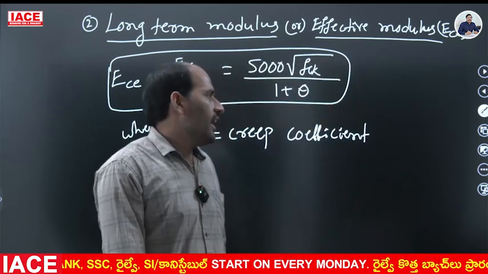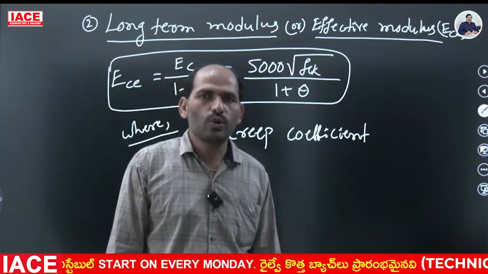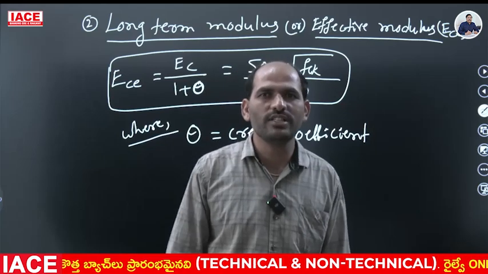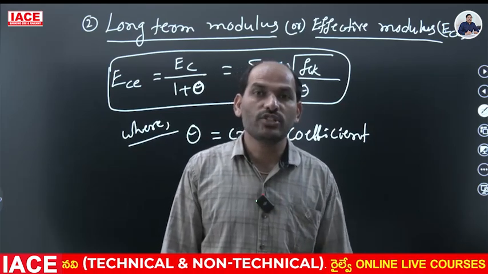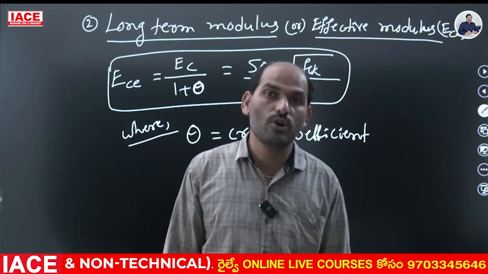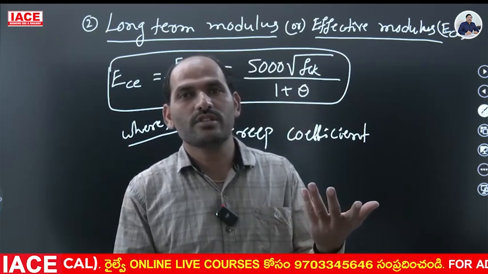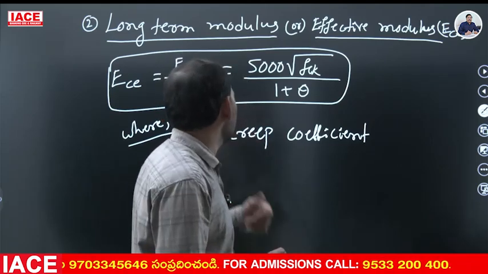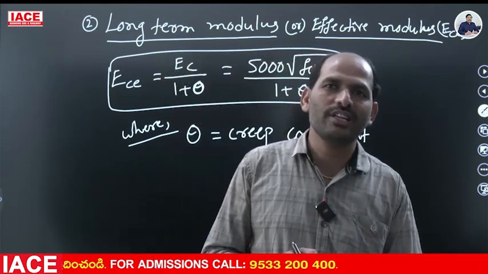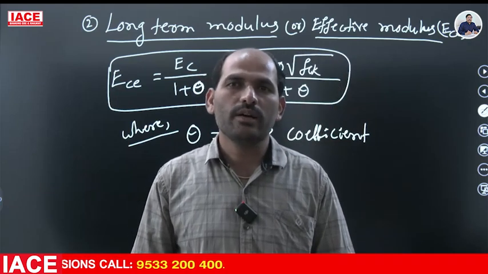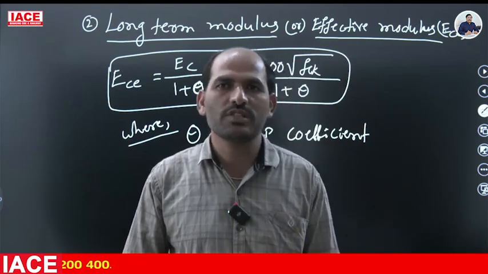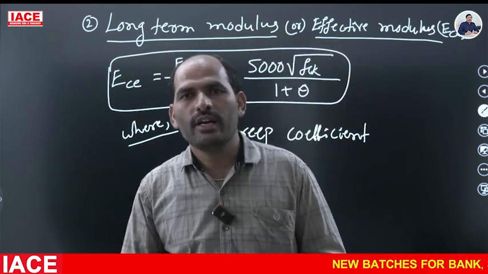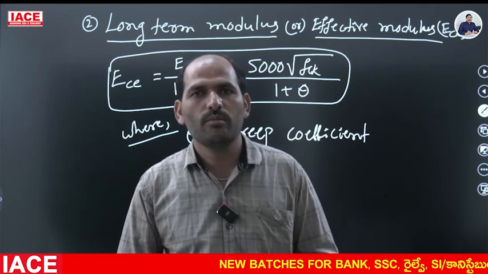The long-term modulus develops due to long-term loads. What is the long-term load? Dead load is the long-term load. The secant modulus or short-term modulus is developed due to short-term loads, that means changeable loads like live loads. But the long-term modulus or effective modulus is developed due to long-term loads or constant loads. The example of a long-term load is dead load.